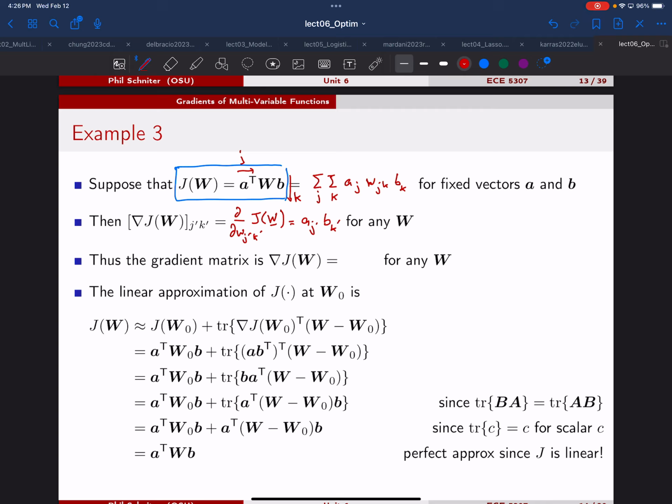So hopefully everyone sees that. So we're just taking the derivative. Now, the sums disappear because there's only one combination of j and k in the sums that matches this j prime k prime. All the other ones go away. It's only the j prime k prime entry in the sum that remains, and then when we take the derivative, we just get this times this. Any questions on that? Okay, so next question is, this is the scalar viewpoint.